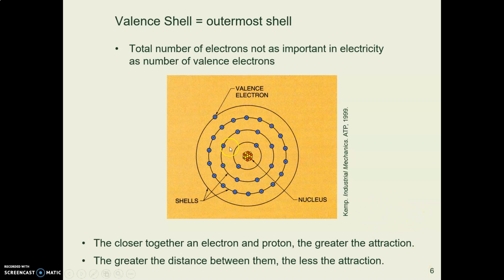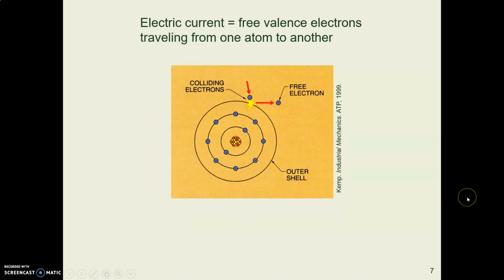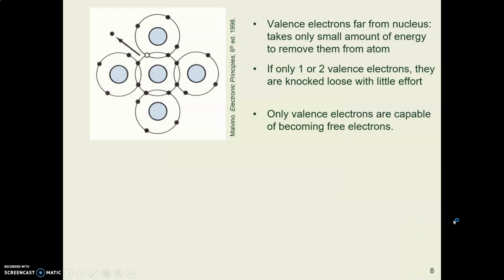As you can think about this electrical attraction here, the farther away from the center that electron is, the less electrical attraction there is, the easier it is to knock that electron loose. And that's what electrical current is, those loose electrons out there in the valence shell getting knocked loose and traveling along until they come to another atom. And they can get loose because they're out there in the valence shell far away from the nucleus. It doesn't take that much energy to knock them loose.